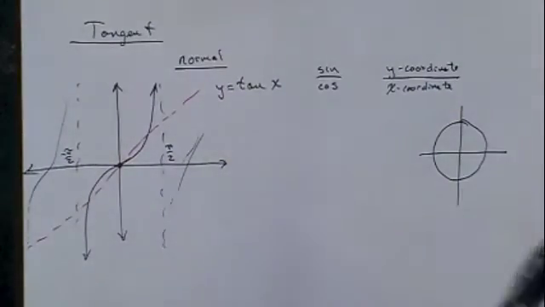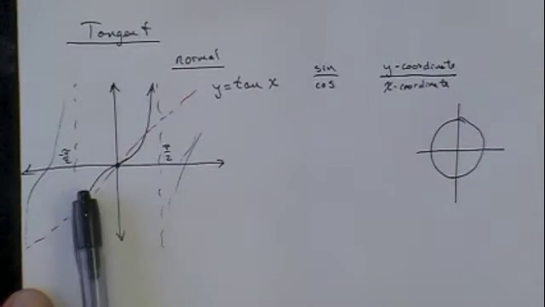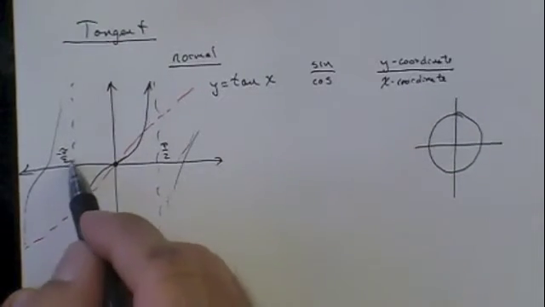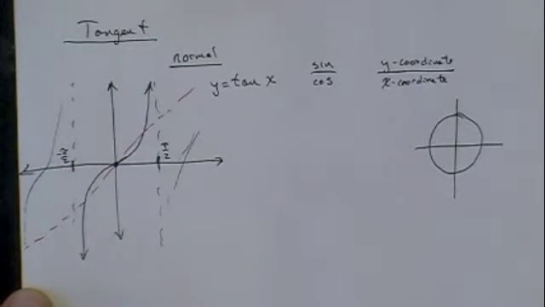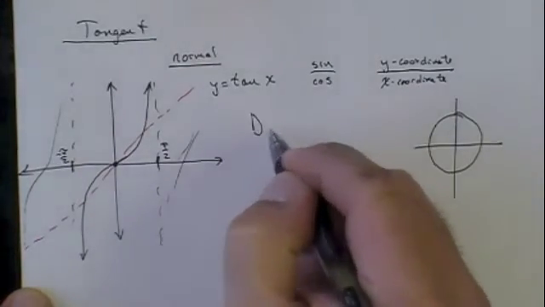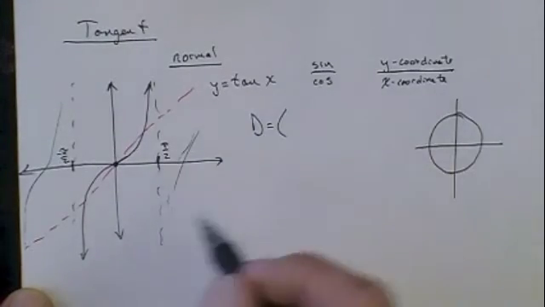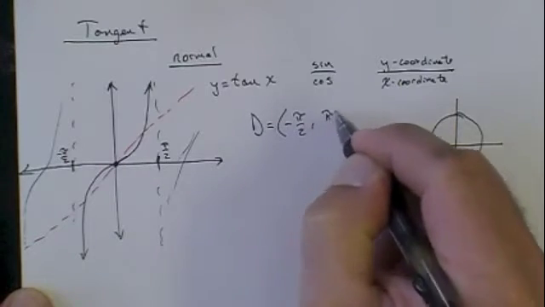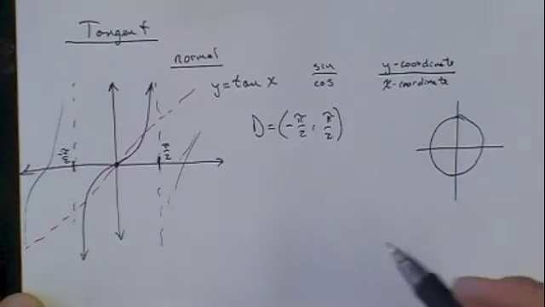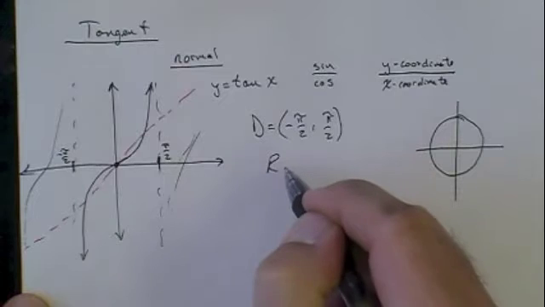Now when we start talking about restricting our domain, we know that we're going to have all of our values of tangent in between negative pi over 2 and pi over 2. So that's what we want to look at for a domain on this. It does not include those endpoints, so we use parentheses, negative pi over 2 to pi over 2. And then our range is all real numbers.